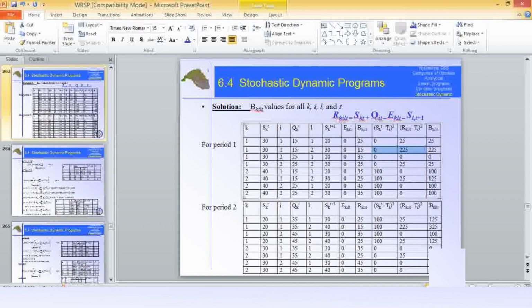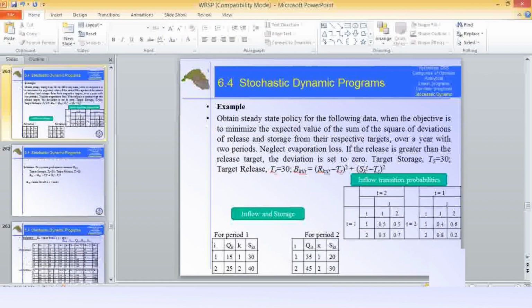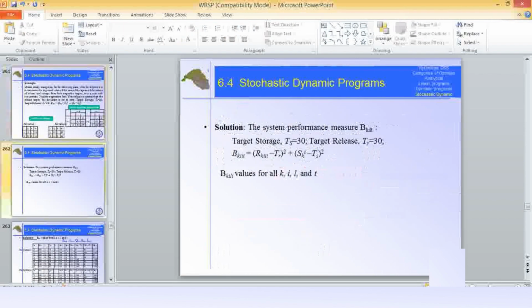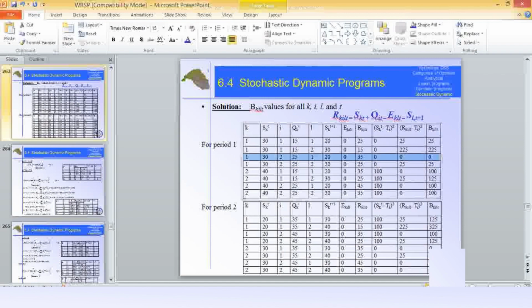Now let's move to the other one. The third option, 1, 2, 1. SKT is 30. Inflow state of 2 in period 1 means 25. So using those values for the third row, 30 plus 25 is 55. 55 minus 20 is 35. So R killed is 35. Since SKT is 30 again, 30 minus 30 is 0, 0 square is 0. But R killed is 35, and target release is 30. What we are releasing is more than the target release.